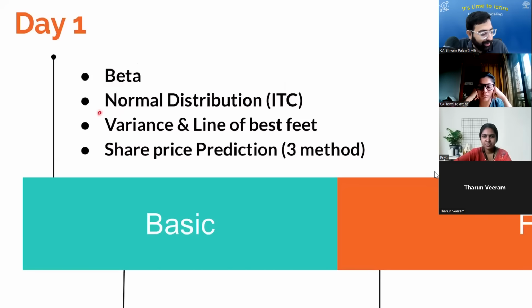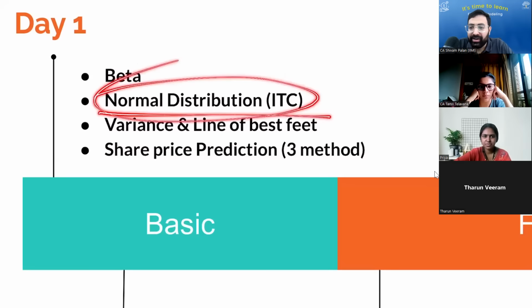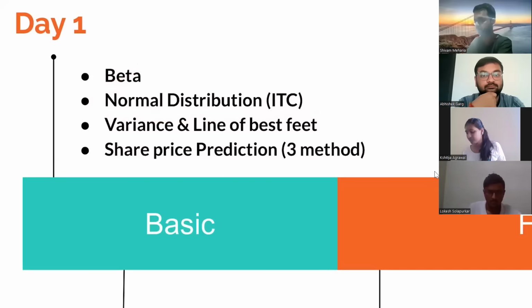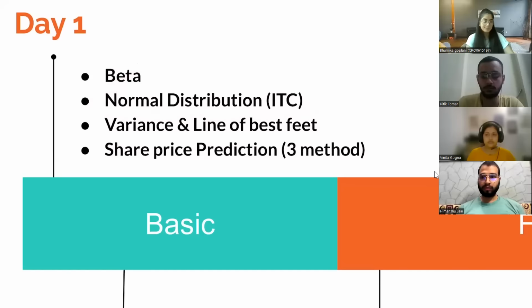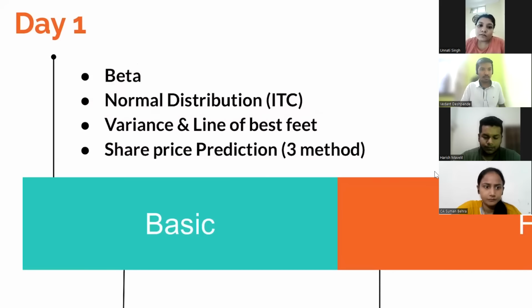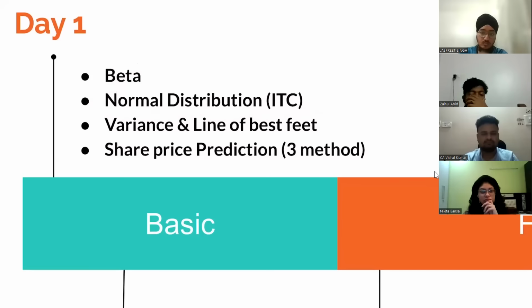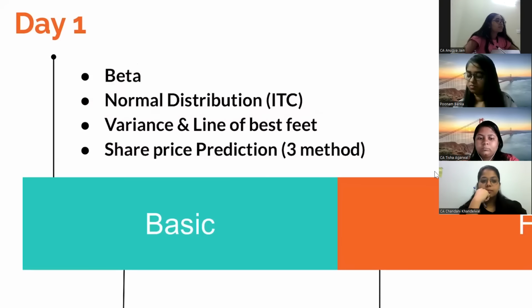Next, we'll create a normal distribution, and see how a normal distribution is created. We'll check on the basis of one company. I'll pick ITC as a base today, and meanwhile you can select any company of your choice, and then we'll test ki normal distribution banta hai ki nahi. Next is variance analysis, line of best fit, how to develop a line of best fit, and can we predict the share price of some of the companies.